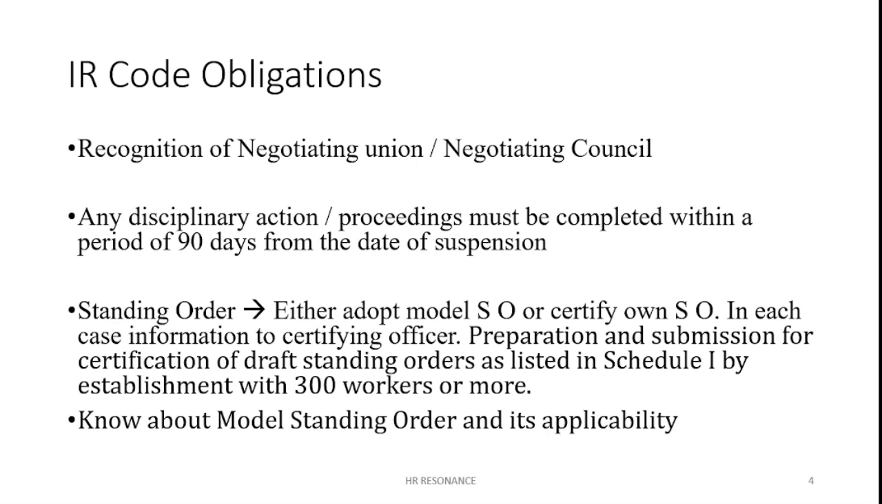Next, standing order provisions. Hitherto, the standing order, central or state, was applicable wherever there were 50 and 100 employees. Now in this code, it has been amended. Either the employer adopts a model standing order or certifies the old standing order. In each case, information to the certifying officer is required. Preparation and submission for certification of draft standing orders as listed in Schedule 1 is required by establishments with 300 workers or more. Now this is the new benchmark, 300 workers and more. This is one of the awareness points the employer should have.